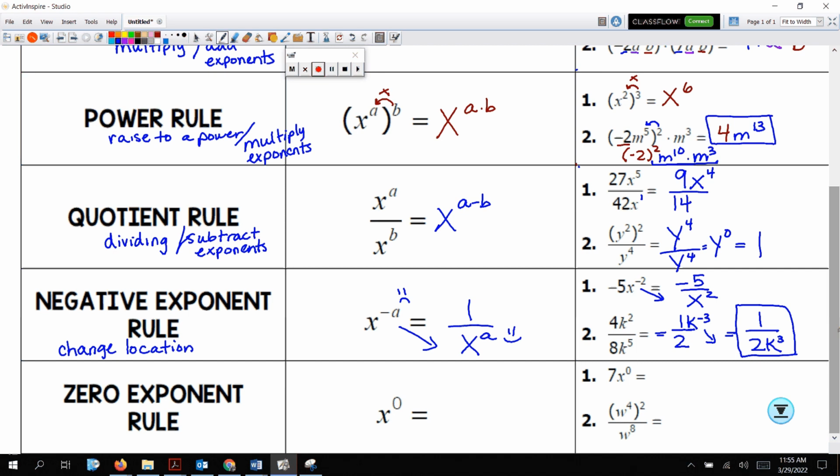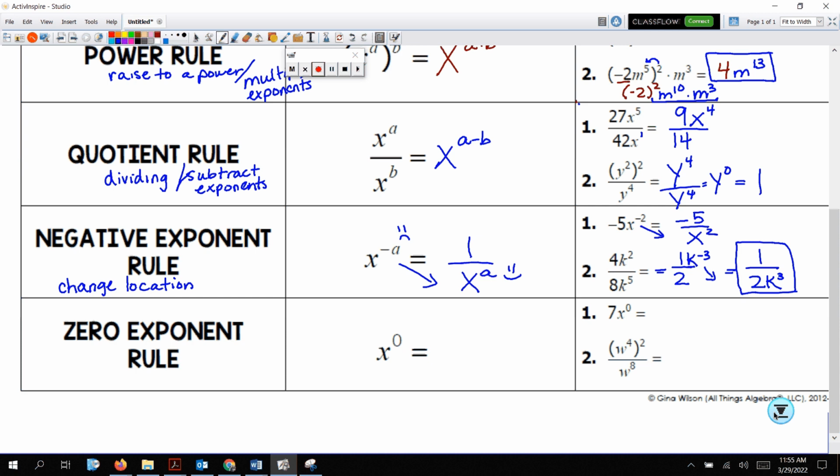All right, last property of exponents is the zero exponent rule, which I already just said. Anything to the 0 power, I don't care how big, how small, whatever it is, if it's in parentheses and raised to the 0 power, it is 1. Okay? Here, the 7 doesn't change, but x to the 0 is 1, and 7 times 1 is 7.